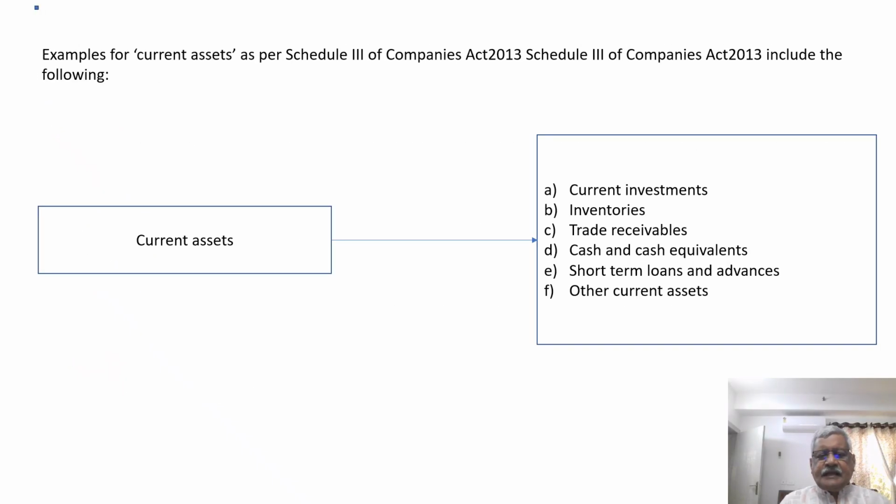Examples of current assets as per Schedule 3 of the Companies Act 2013 include the following. A. Current investments. B. Inventories. C. Trade receivables. D. Cash and cash equivalents. E. Short-term loans and advances. F. Other current assets. Here, inventories include raw material, semi-finished goods and finished goods in a manufacturing concern. If it is a trading concern, inventories include finished goods.